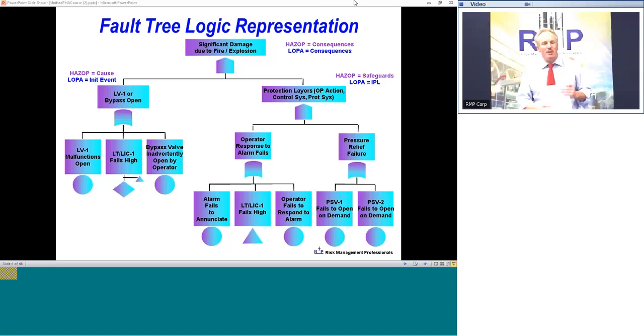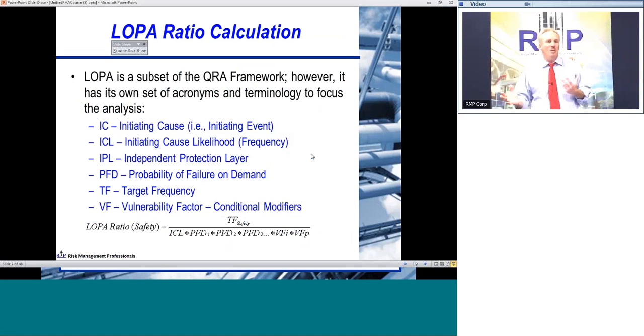This gives a little bit more background on LOPA and some of the terminology. Again, when you start applying numbers, this is a subset of the overall universe of quantitative risk assessment. When you're doing LOPA, you're talking about initiating causes, likelihoods, independent protection layers, PFDs, or probability of failure on demand, and you're trying to quantify the likelihood of getting to that undesired condition and compare that either to an acceptable target frequency or an acceptable risk threshold that might be of interest.